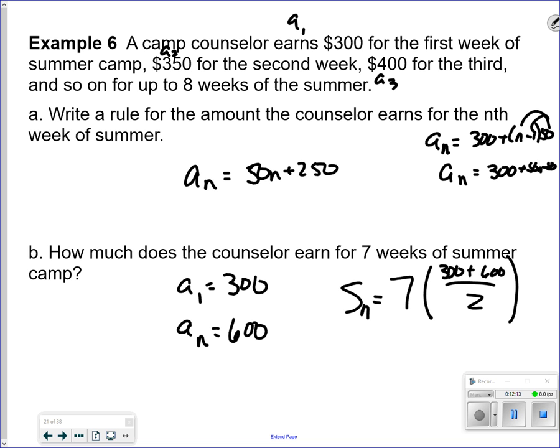Using a calculator right now, 300 plus 600 is 900. Divided by 2 would be 450. And then 7 times 450 would be $3,150.